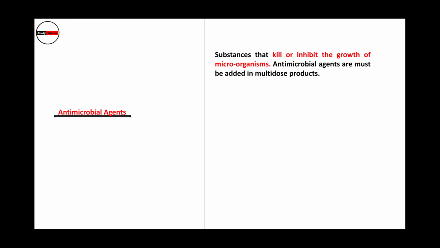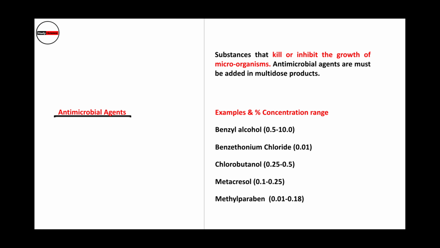Here are some examples of antimicrobial agents with their percent concentration range: benzyl alcohol 0.5 to 10%, benzethonium chloride 0.01%, chlorobutanol 0.25 to 0.5%, metacresol 0.1 to 0.25%, methyl paraben 0.01 to 0.18%. These are the examples. There are other antimicrobial agents which we can use while formulating parenterals.